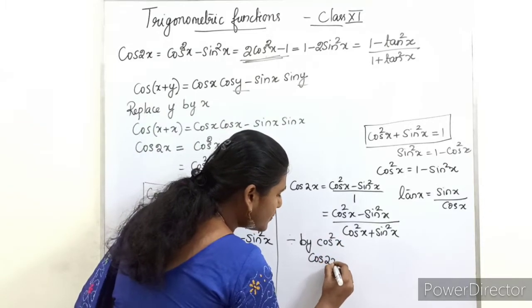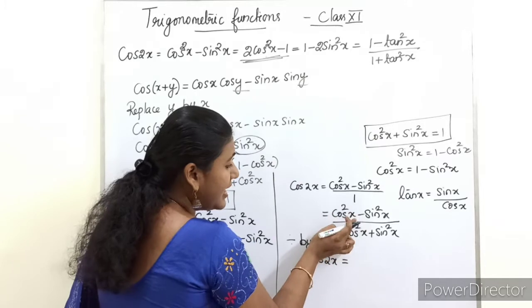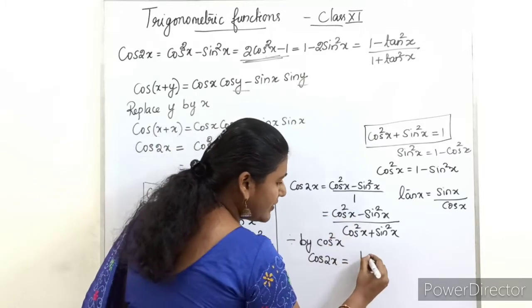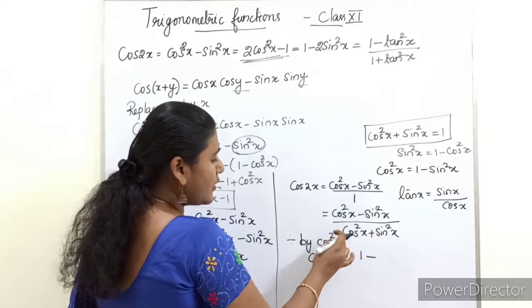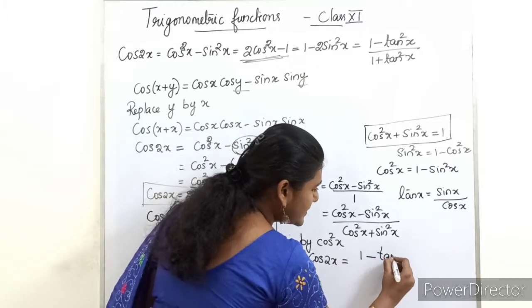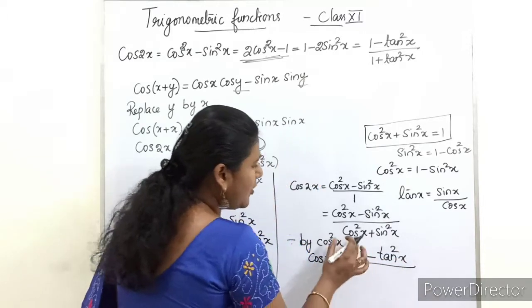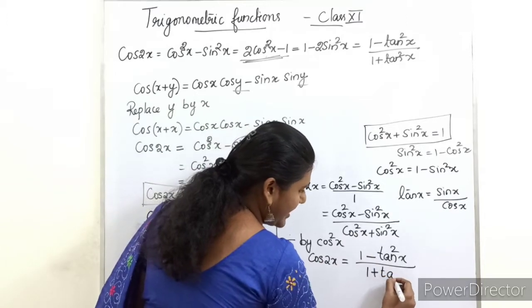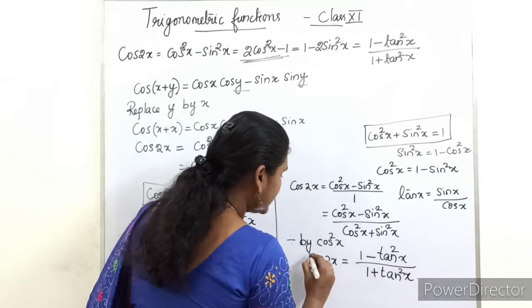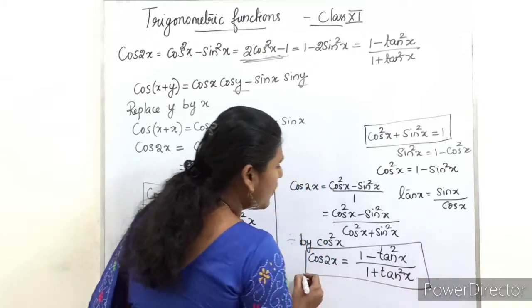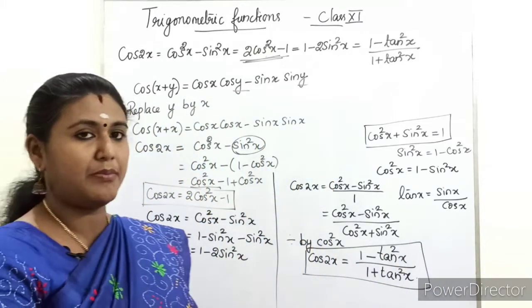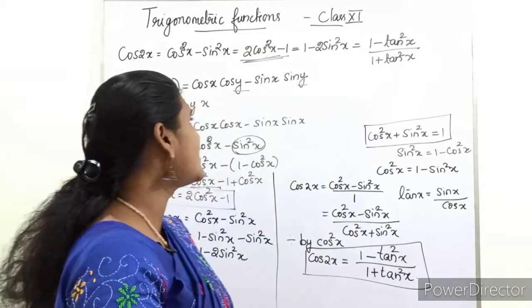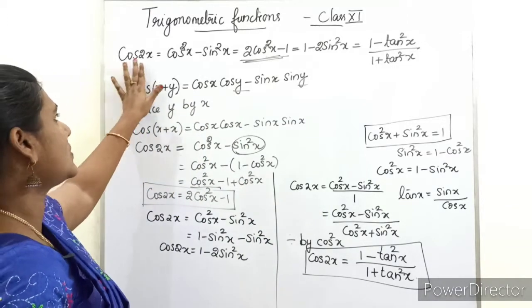So cos 2x is equal to, listen here, when you divide by cos square you will get 1. Here sin square x by cos square x is tan square. Similarly in the denominator cos square x by cos square x is 1 plus tan square. So we got the fourth result, cos 2x is equal to 1 minus tan square divided by 1 plus tan square. So this is the first formula, cos 2x.